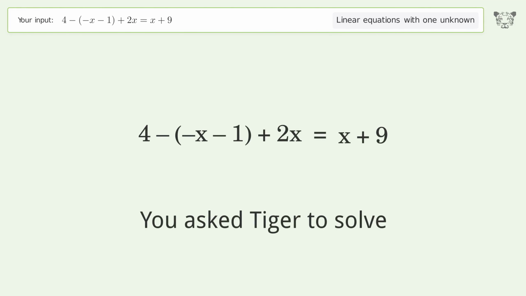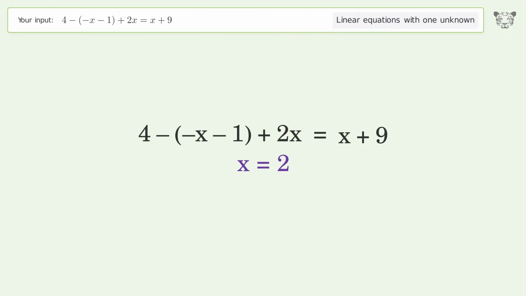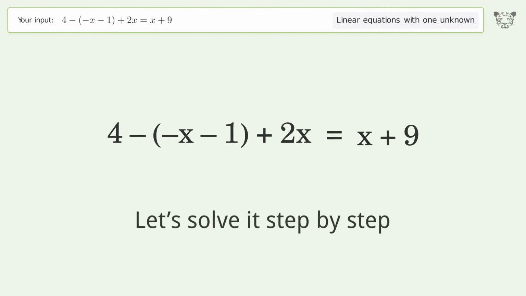You ask Tiger to solve this. It deals with linear equations with one unknown. The final result is x equals 2. Let's solve it step by step.